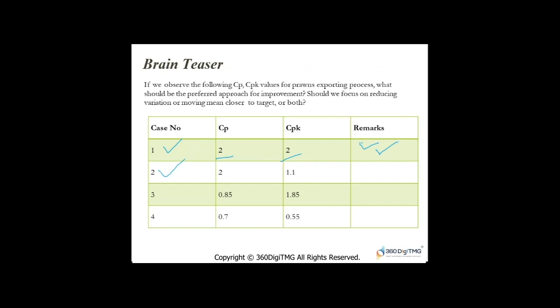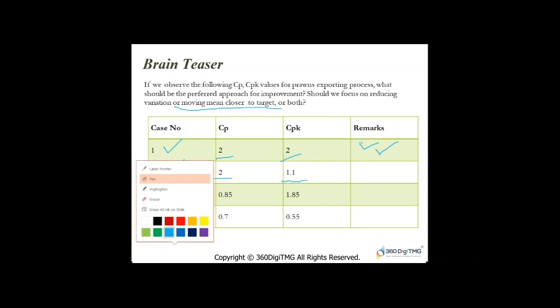Look into case number 2. CP is 2, which is greater than 1.66. Good. So your variation is less in the process. Look into CPK. It's 1.3, oh sorry, 1.1, which is less than 1.33, right? So you have to try and move the mean closer to the target. That is your job for scenario 2, case 2. Look into case 3.